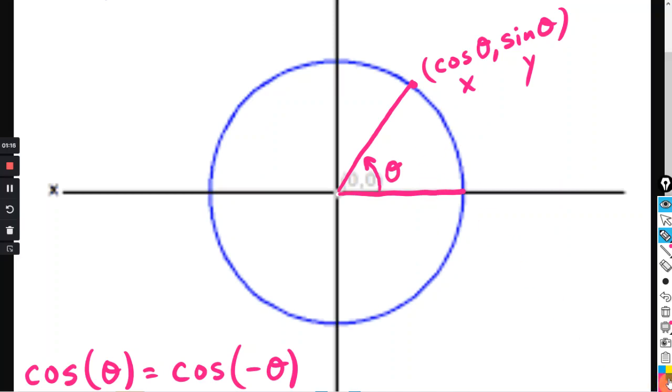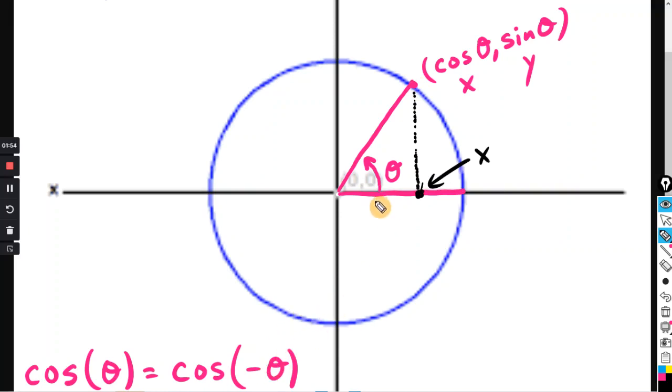Now, if you look at the x-coordinate for this point and trace it to the x-axis, the x-coordinate for this point is actually right here. Okay, so that point, we'll just call it x. This point here on the x-axis is the x-coordinate of this point. Now, cosine of theta equals cosine of negative theta.